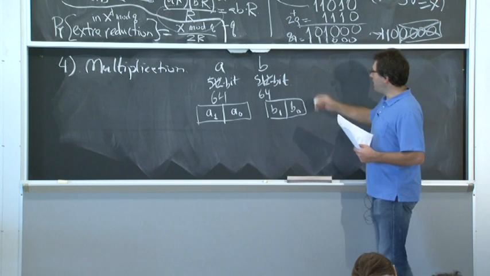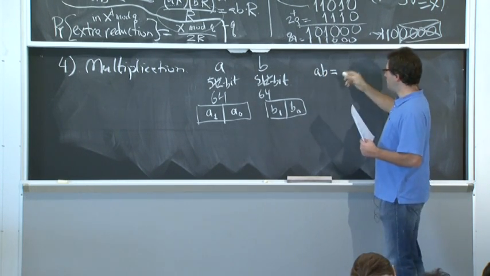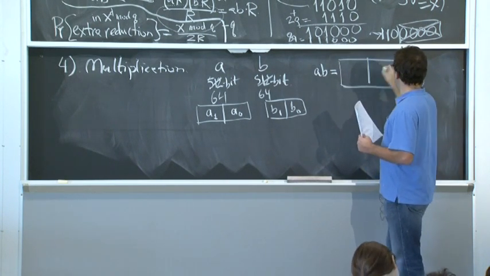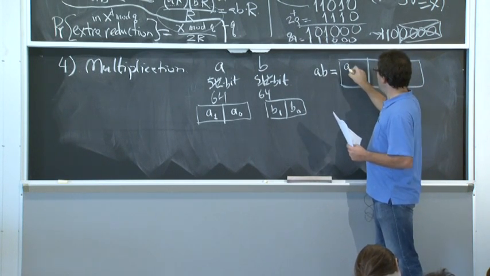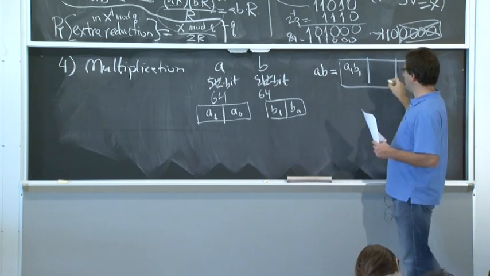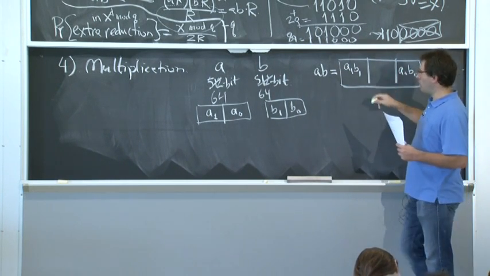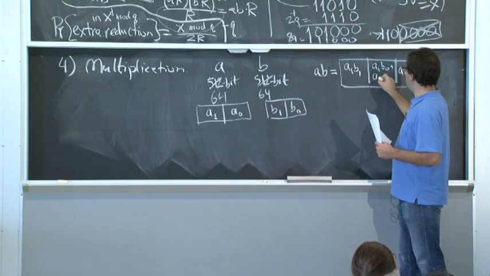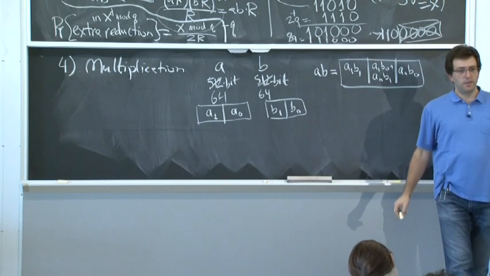So then a naive way to represent AB is going to be to multiply all these guys out. So it's going to be a 3-cell number, right? The high bit is going to be A1, B1. The low bit is going to be A0, B0. And the middle word is going to be A1, B0 plus A0, B1. So this is how you do the multiplication, right?